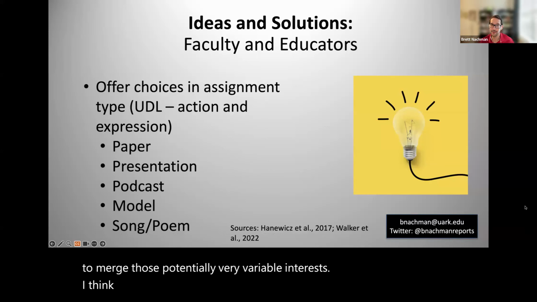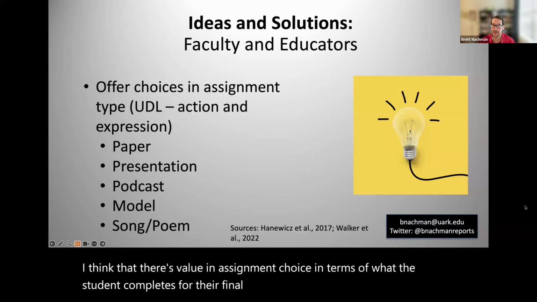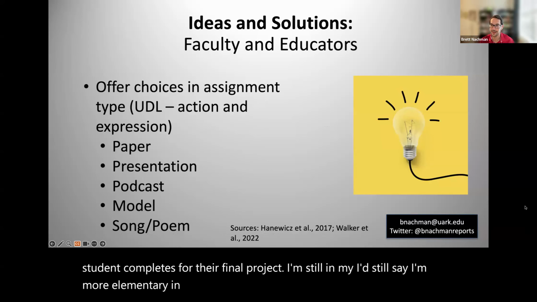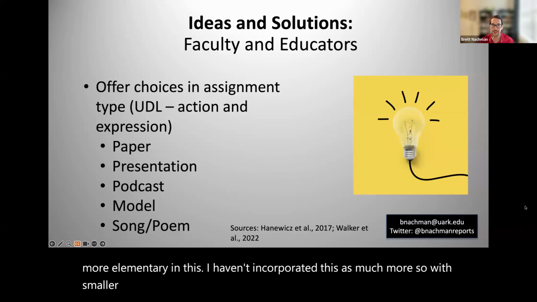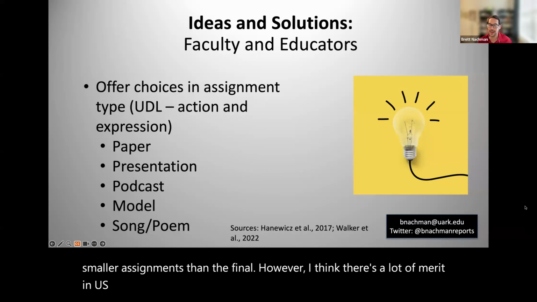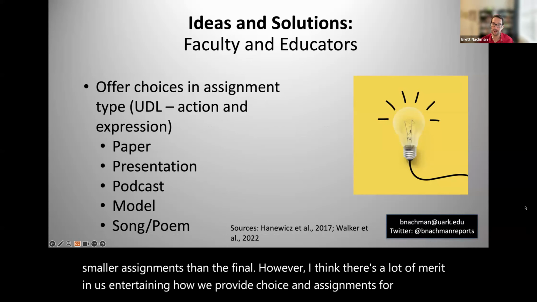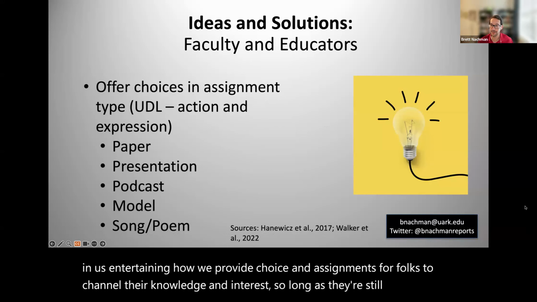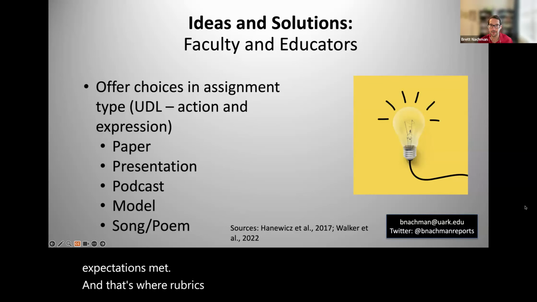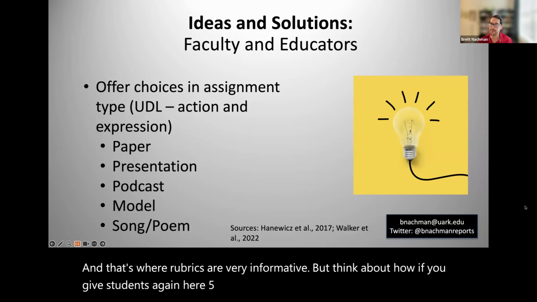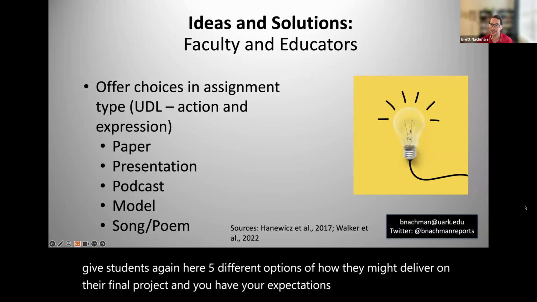I think that there's value in assignment choice in terms of what the student completes for their final project. I'd still say I'm more elementary in this. I haven't incorporated this as much, more so with smaller assignments than the final. However, I think there's a lot of merit in entertaining how we provide choice in assignments for folks to channel their knowledge and interests, so long as certain expectations are still met, and that's where rubrics are very informative. Think about how, if you give students, say, five different options of how they might deliver on their final project, and you have your expectations listed, that could be really fruitful.